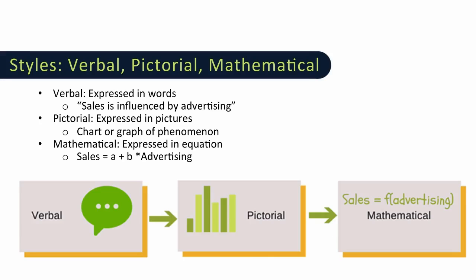Models come in different styles and forms. We start with styles. Styles tell us how the models are expressed. As we can see in the image, they can be expressed in 3 different ways. First, they can be expressed verbally.